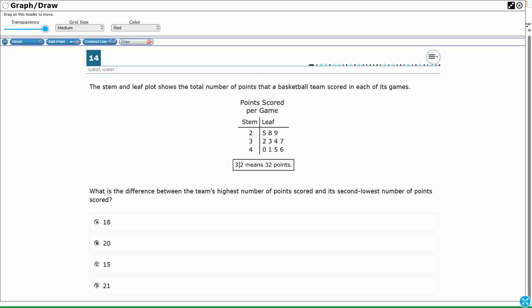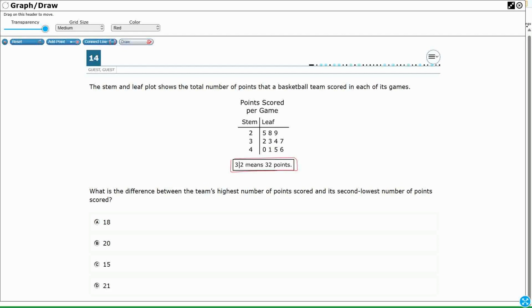All right, so we have a stem and leaf plot, and it shows the total number of points that a basketball team scored in each of its games. The first thing we always need to look at is this key right here. So 3, and then a line, and then a 2 means 32. So it's going to be pretty straightforward here. This is our tens place, and this is our ones place. So our stem is our tens place, and our ones place is in that leaf column.